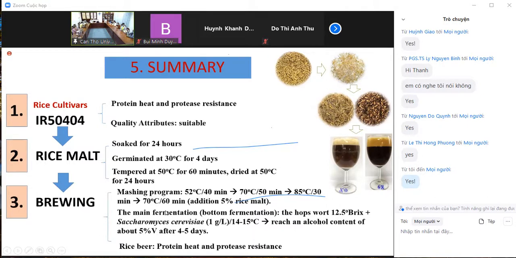And the last, rye beer in our study, they each have protein heat and protein resistance.